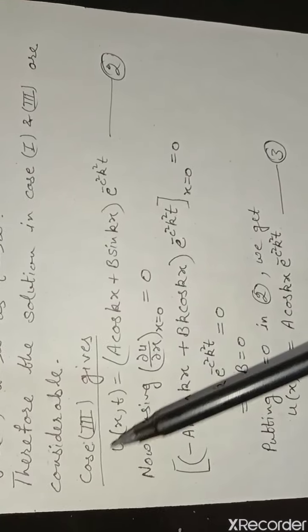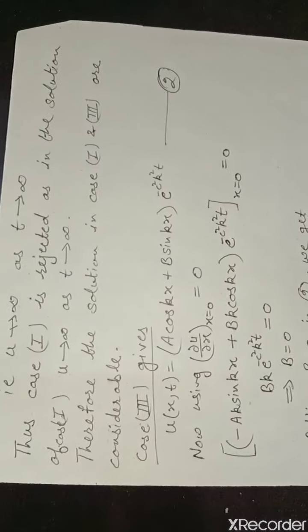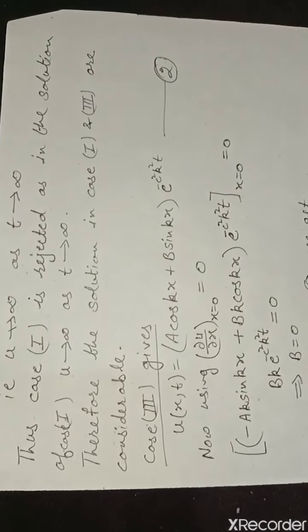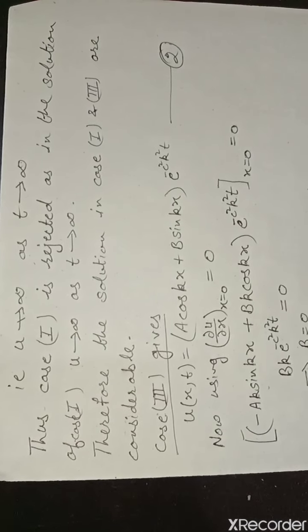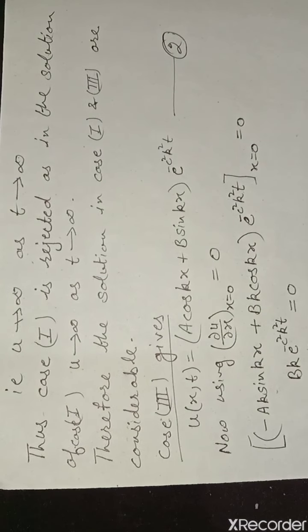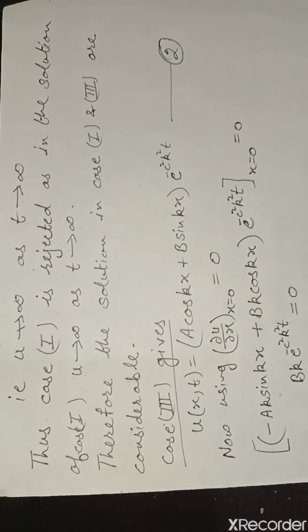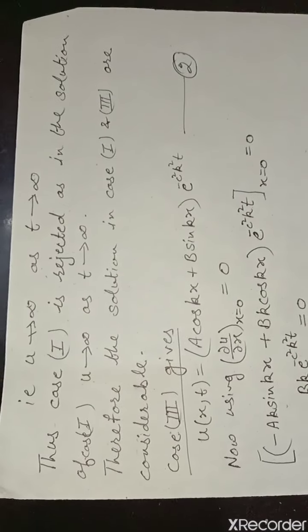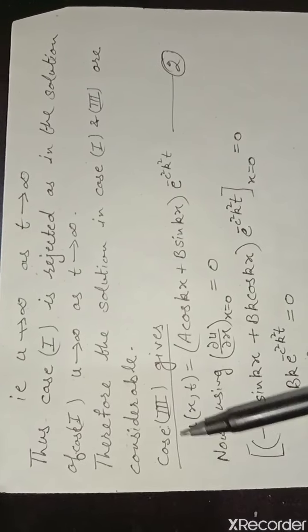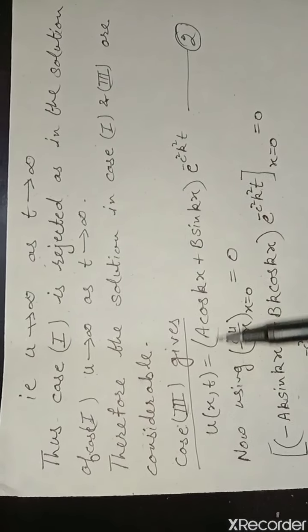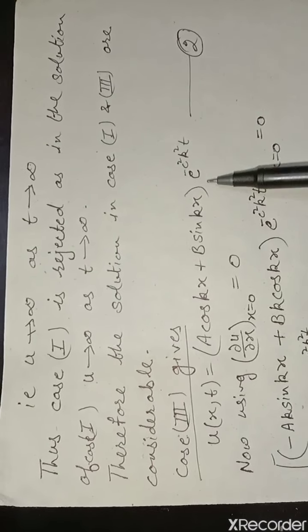So here we have to consider both the solutions, solution of case 2 and solution of case 3. But if you remember, in the wave equation, only one solution was considerable. The other two were rejected. But now two solutions are considerable. So first we take case 3. From case 3, we got this solution.